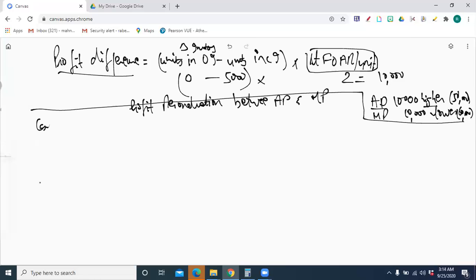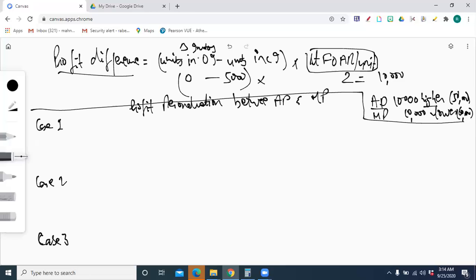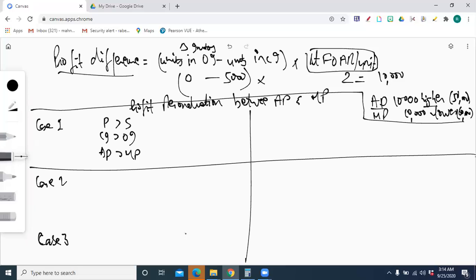Case 1, case 2 and case 3. Only if there is a change in inventory will there be a profit difference. If there is no change in inventory, opening inventory equal to closing inventory, then the difference in profit would be 0 as per this formula. Case 1, if I produce more and sell less, which was the case here, my closing inventory would be greater than the opening inventory and my profit under absorption would be higher than the profit under marginal, which is the case here.